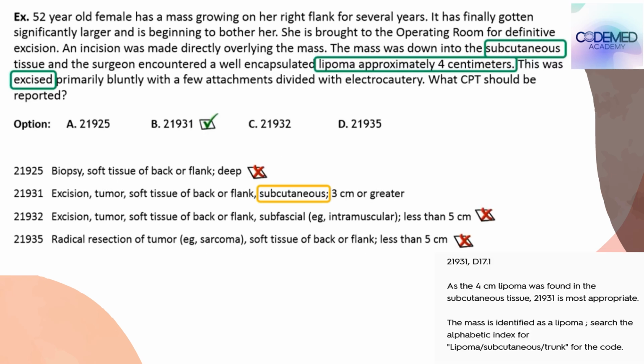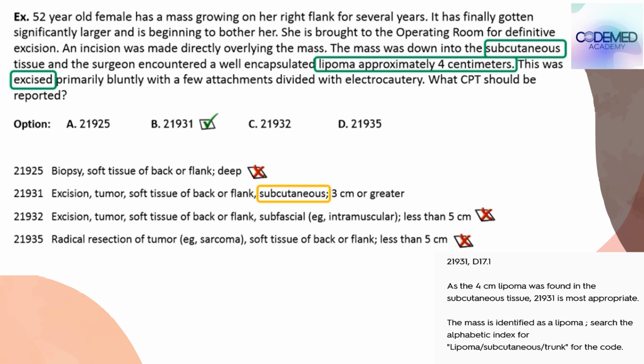A 52-year-old female has a mass growing on her right flank for several years. It has finally gotten significantly larger and is beginning to bother her. She is brought to the operating room for a definitive excision. An incision was made directly overlying the mass. The dissection was taken down into the subcutaneous tissue, and the surgeon encountered a well-encapsulated lipoma approximately 4 cm. This was excised primarily bluntly, with a few attachments divided with the electrocautery. What CPT code should be reported?